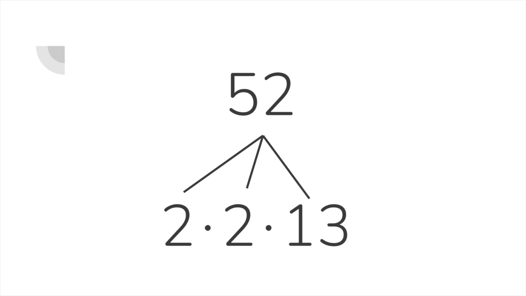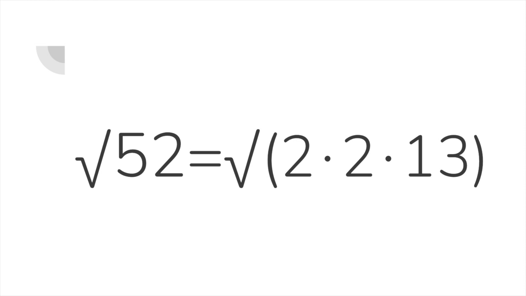Now that we know that the factors of 52 are 2, 2, and 13, we can rewrite our equation like this. Our next goal is to find a pair of matching numbers, which in this case would be the 2 and 2 over here. You might be wondering why we're doing this.